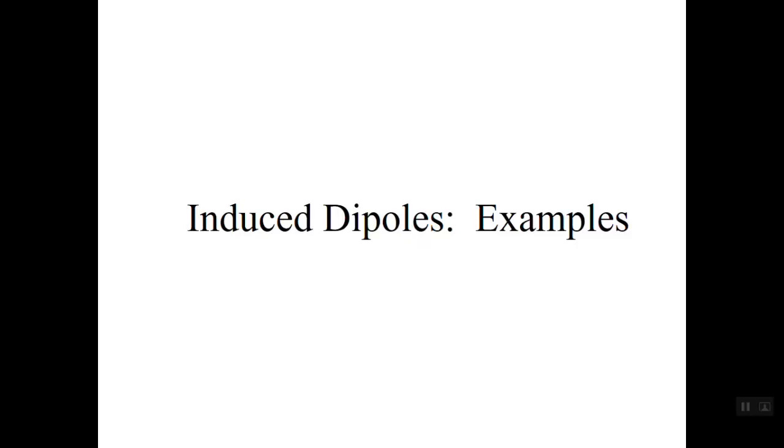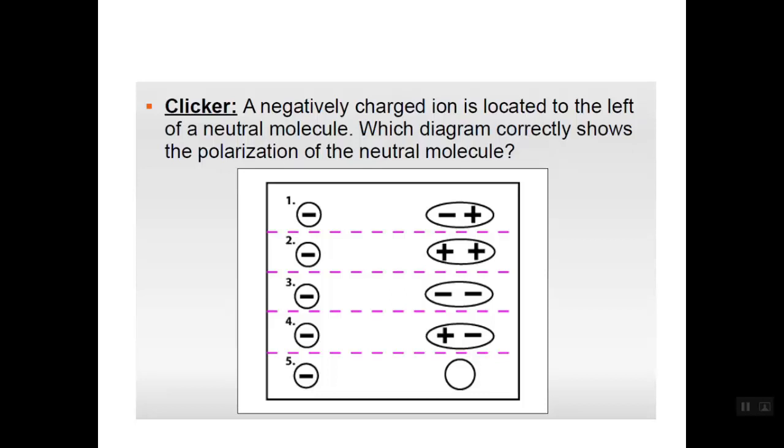In an earlier lecture, we discussed how a piece of neutral matter can form an induced dipole when an external electric field is applied at the location of that neutral matter. Let's explore this further by looking at some examples involving induced dipoles. First, let's try to answer this question.